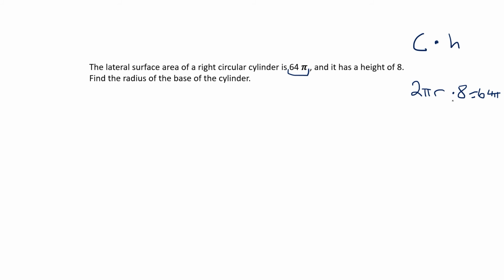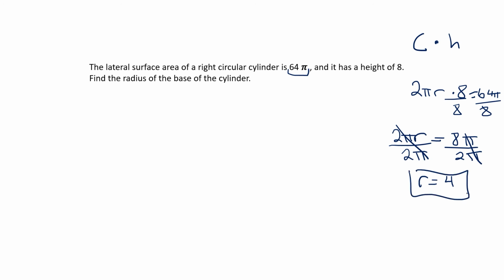So first thing, let's divide by 8 on both sides. You could divide everything at once, but I'll be thorough. 2 pi r equals 8 pi. And then we divide away the 2 pi from both sides. And those pi's are going to cancel, right? And so we're just left with r, and the whole 2 pi is going to cancel. We're left with r equals 4. And that is the final answer.